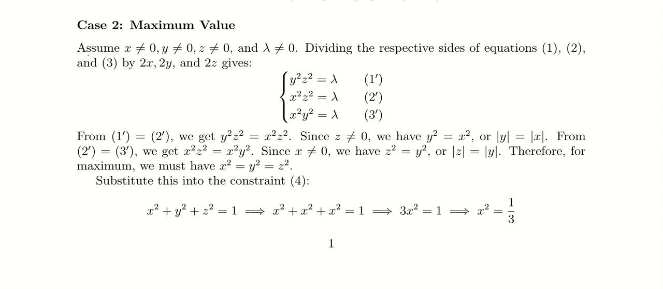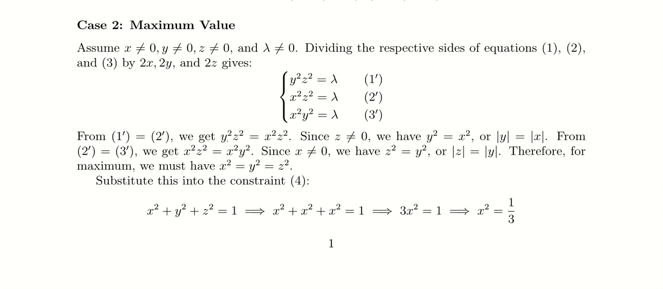And here, I forgot to mention that we're assuming that x, y, and z are not equal to 0, and lambda also is not equal to 0. Because if it is, then we'll go back to the minimum, because that would make x²y²z² 0, and that's the minimum. So we want to get the maximum. That means they cannot be 0.